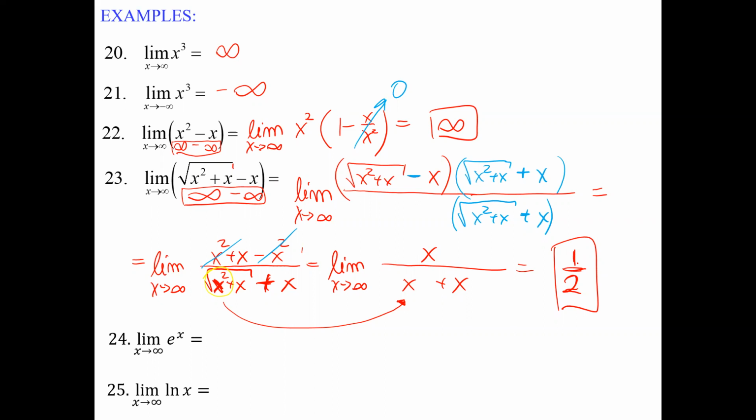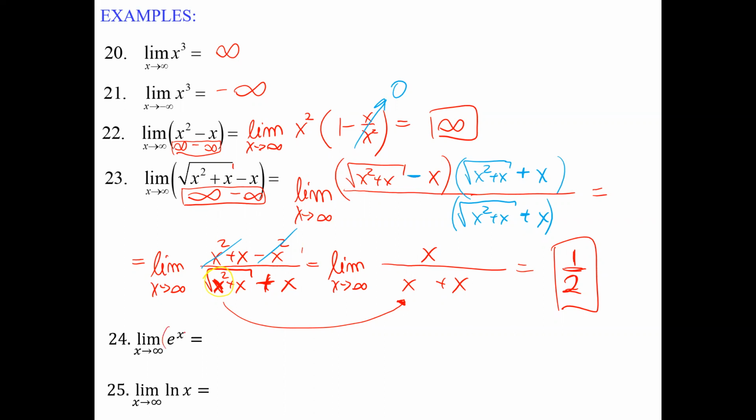Now limit 24 and 25. Let's finish the session with this, and we will also have an additional session focusing a little bit deeper on horizontal asymptotes only, because now you are the expert with computing the limits at infinity.